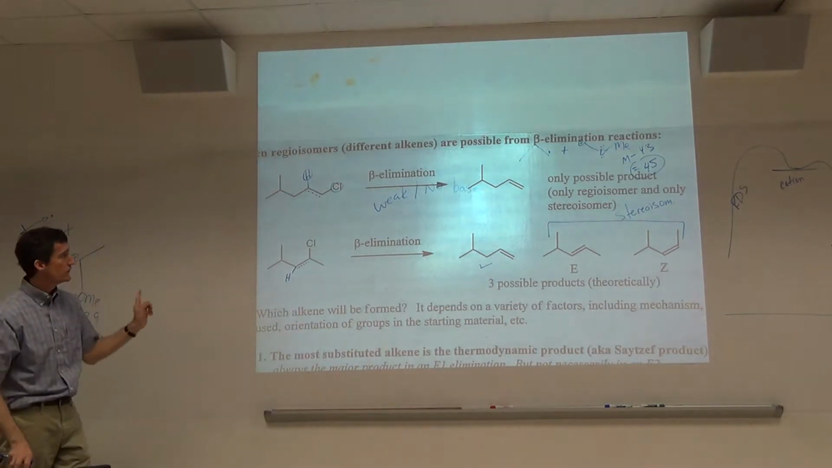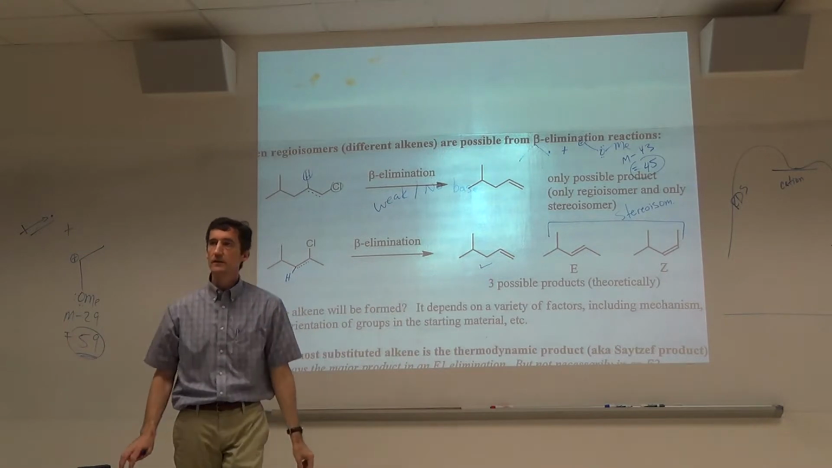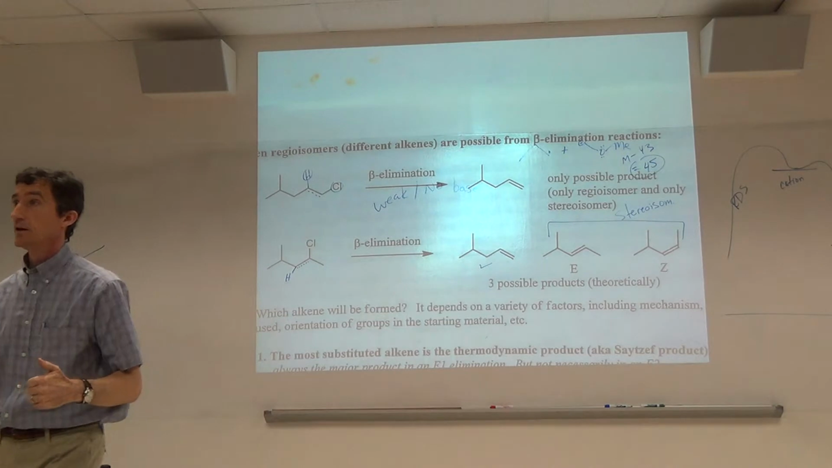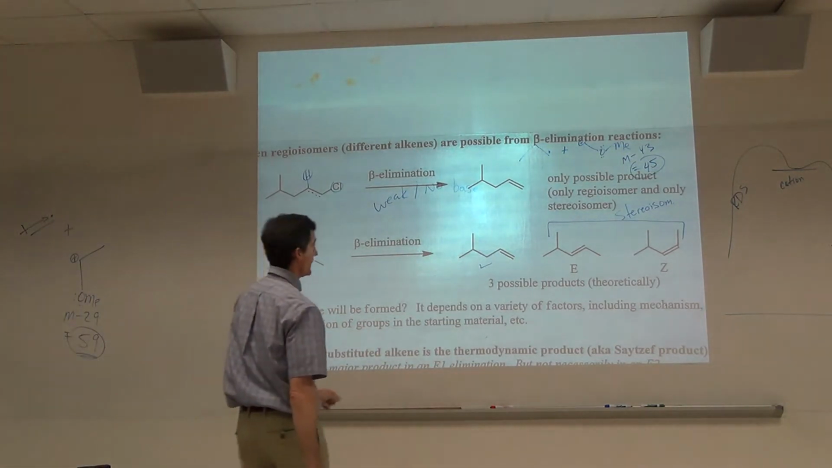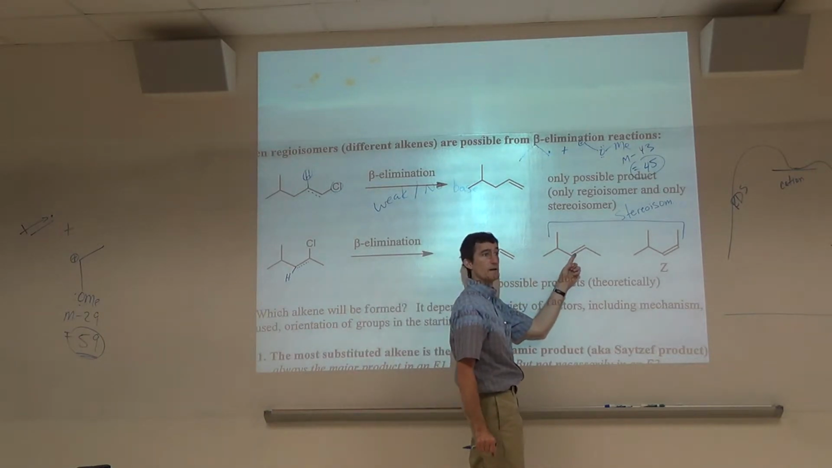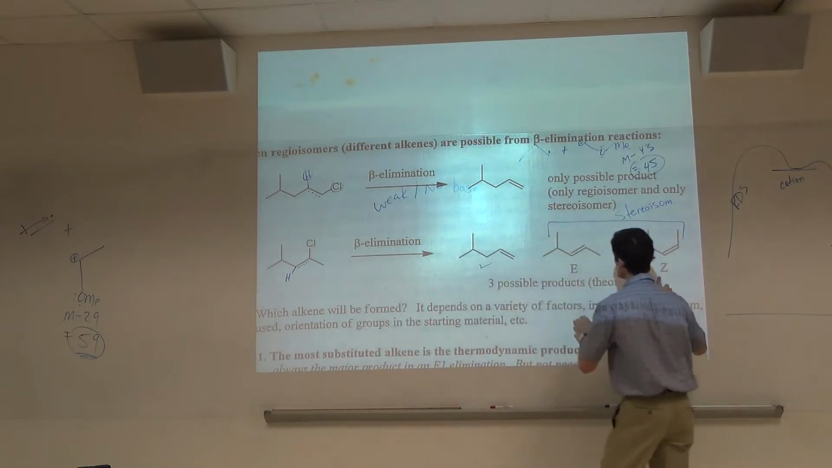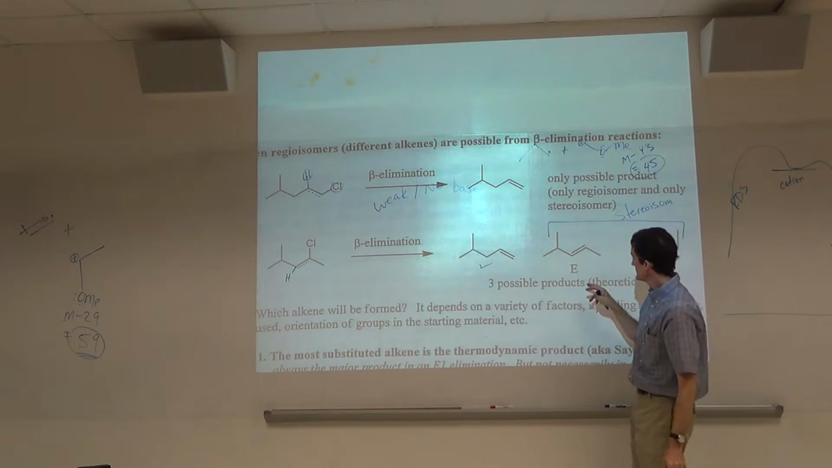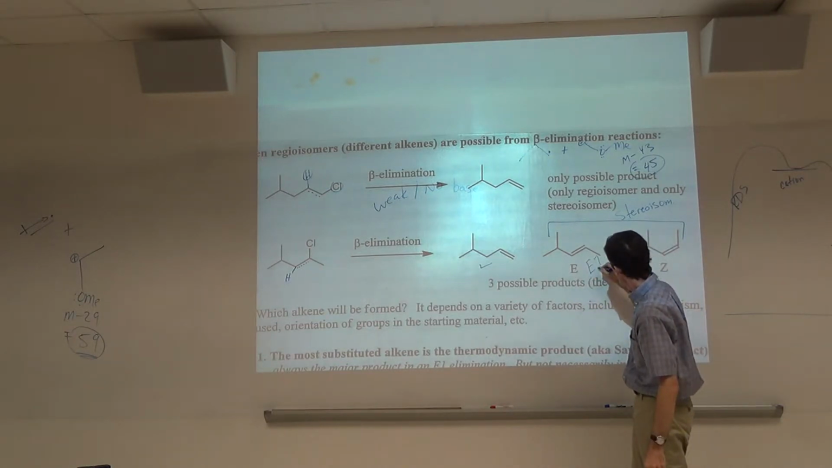Well, let me ask you this. What if this was done by E1? Which of the three would you get? Let's see, E1 gives most stable. Which one's most stable of the three? Monosubstituted or di? Di. Right? Alkene more substituted? Okay. Of the E or Z, which is more stable? Big groups opposite or on the same side? Yeah. That right there is your E1 product.